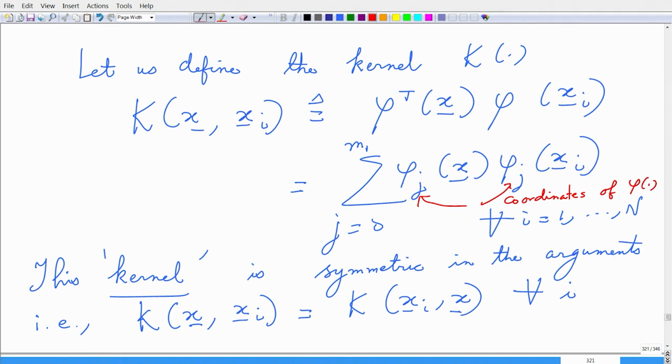Now, this kernel is symmetric in the arguments, and you can straightforwardly verify this result. So, k of x comma xi is k of xi comma x for all i. And if you also recall the properties of kernels when we discussed regression estimation, we said that we need two important properties. One is the normalization constraint and the other is the symmetry constraint, and interestingly this property is endowed in this notion of the kernel here as well.